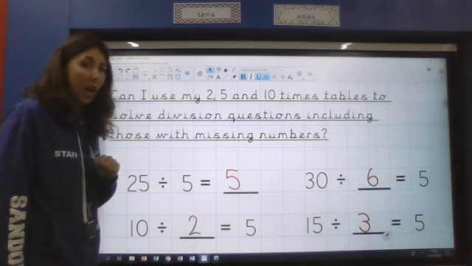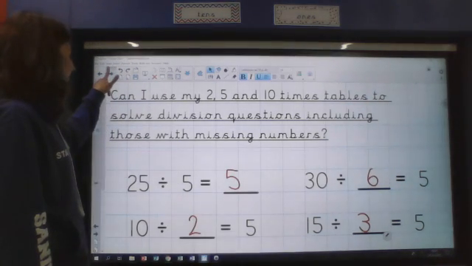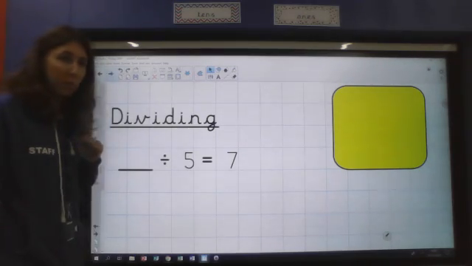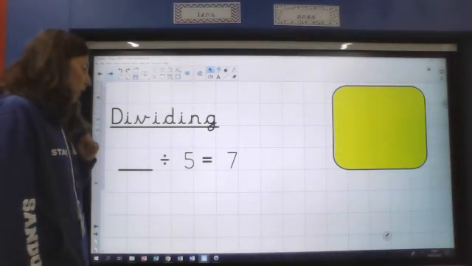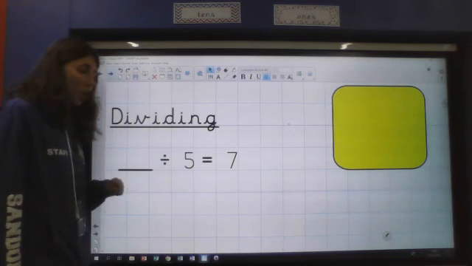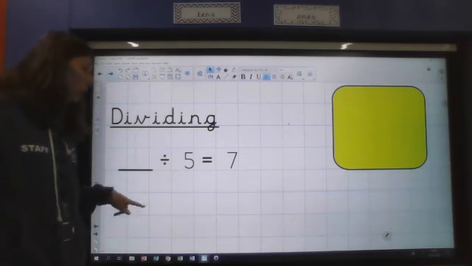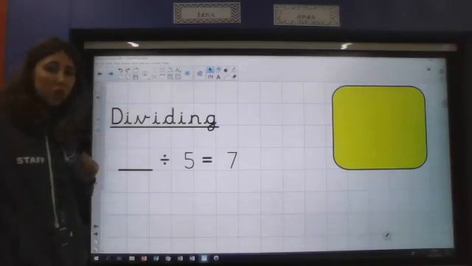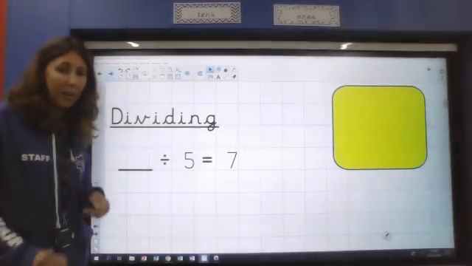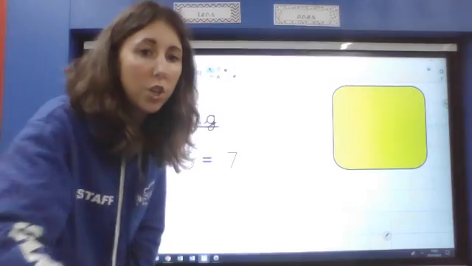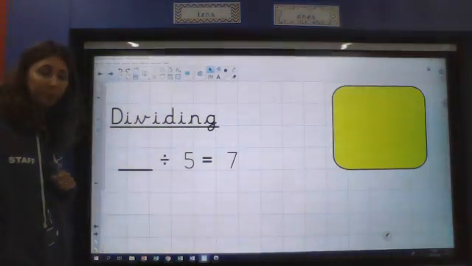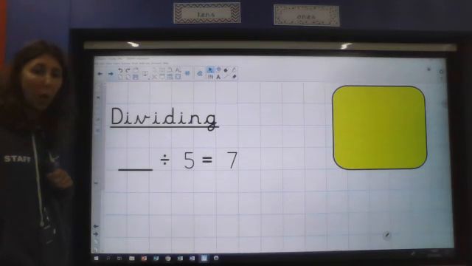Let's see what we're going to move on to. Now, this one looks completely different because we haven't got the number that we are starting with. Tell your grown-up what you know about the number we start with, the number at the beginning of a division calculation. What do you know about that number to start a division? It has to be a bigger number, doesn't it?